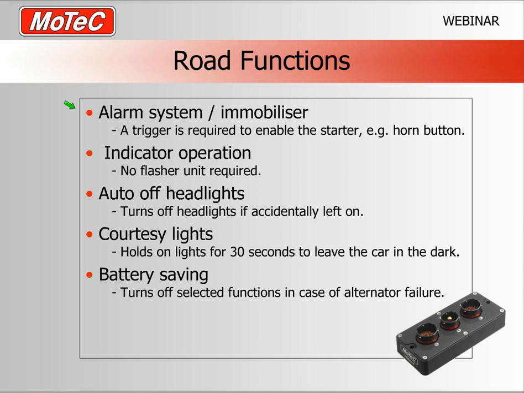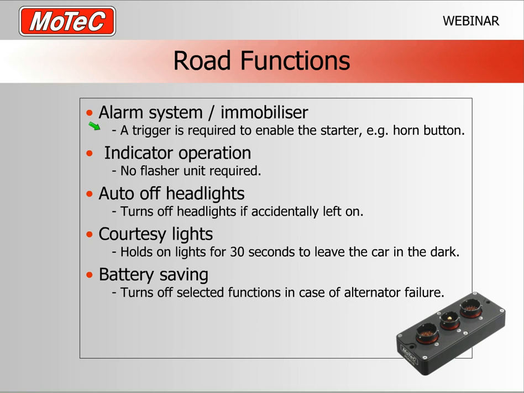Okay, so now we'll look at some functions we might find on road cars, because we also have a lot of practical applications for a PDM in road cars. The first one is an immobilizer function, essentially that you can use to incorporate odd switching devices to operate as an immobilizer. For example, you use the horn button held down for a given amount of time to enable the ignition system.